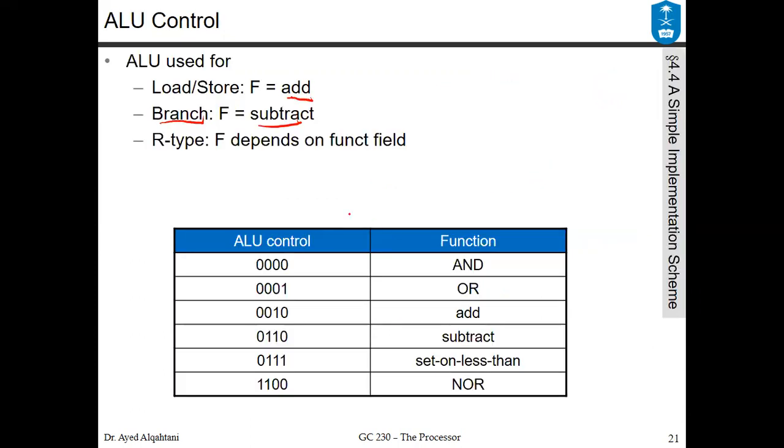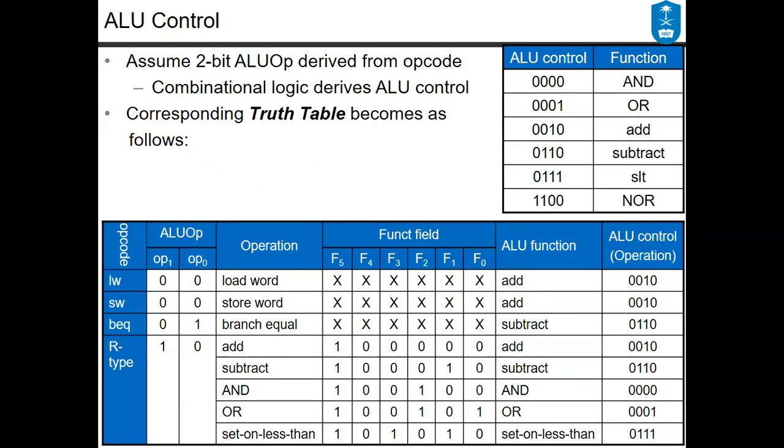Now, the R type depends on the function field of the R type itself. To see the different function fields and the capability of the ALU, this is a detailed view. This is the table that we just discussed. We assume a 2-bit ALU operation derived from the opcode. You get the opcode, which has 6 bits, and you get 2 bits. Those 2 bits will be ALU op0 and ALU op1.